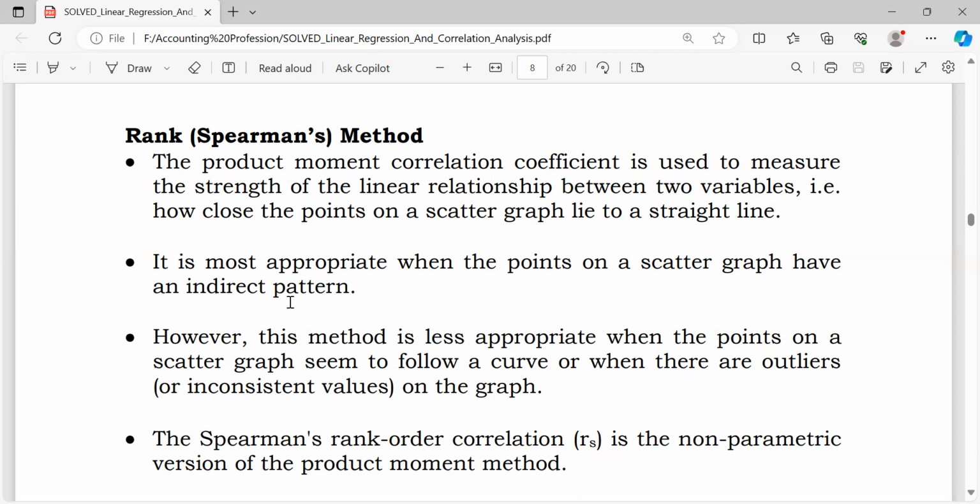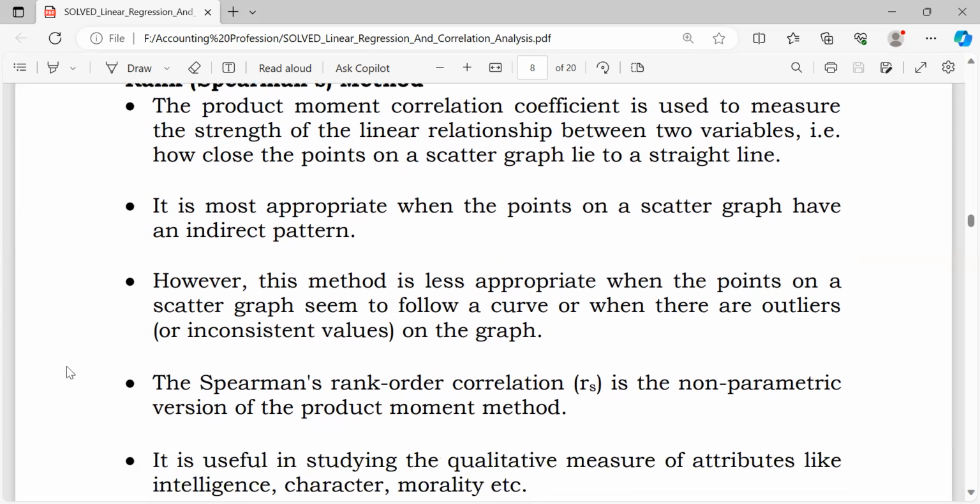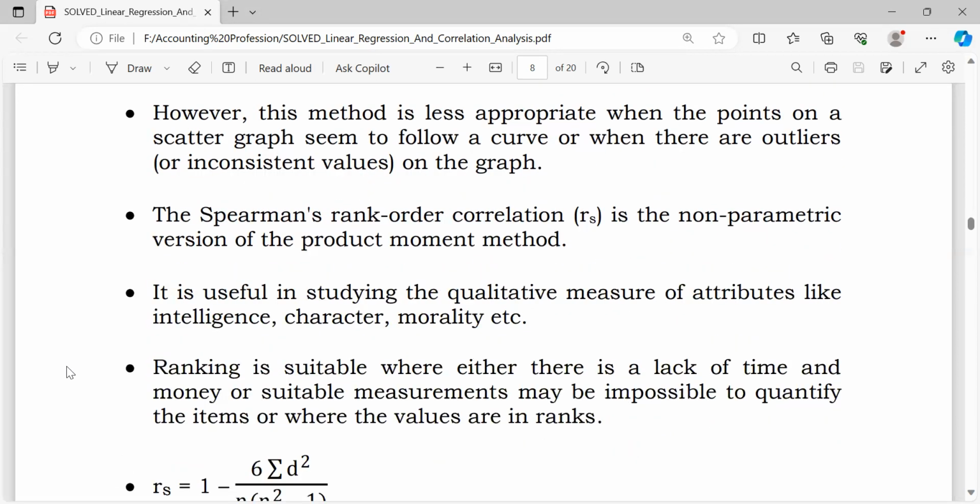Okay, so we can proceed. As I told you, it is useful for studying qualitative measures or attributes. And so you can call it a non-parametric version of the product moment method. We say non-parametric because the product moment method uses parameters like standard deviation, covariance, something like those.